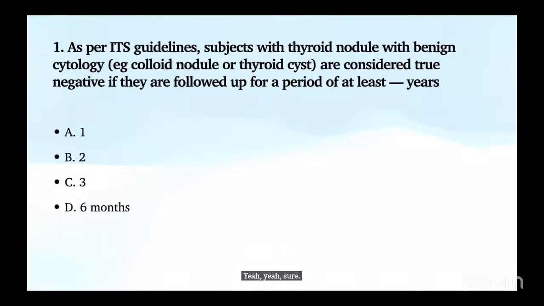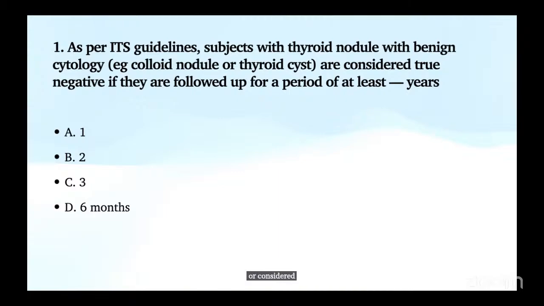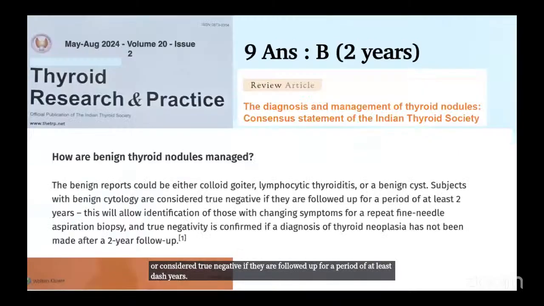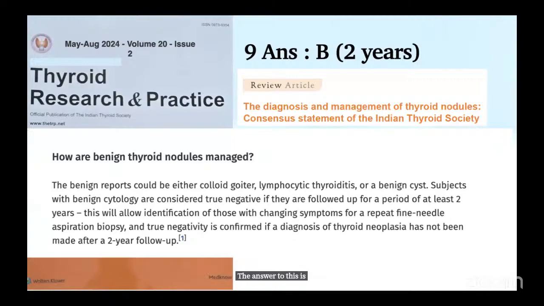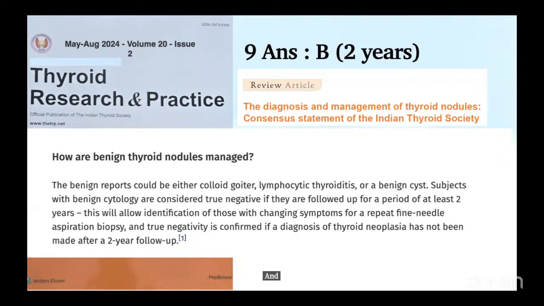Okay, the first question: as per Indian Thyroid Society guidelines, subjects with thyroid nodule with benign cytology are considered true negative if they are followed up for a period of at least blank years. The answer to this is 2 years. These guidelines were published in Thyroid Research and Practice in the latest issue. According to this, if we follow up a thyroid nodule for a period of 2 years, it is considered true negative and we don't have to repeat an FNAC again.